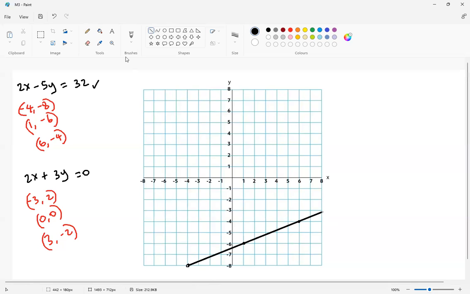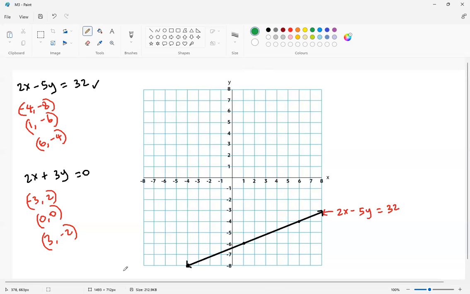Now we indicate that this one is for 2x minus 5y is equal to 32. Now we go for another line.